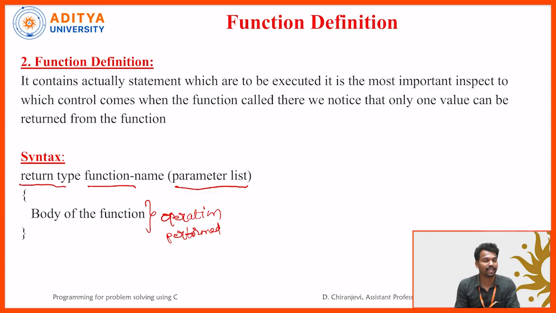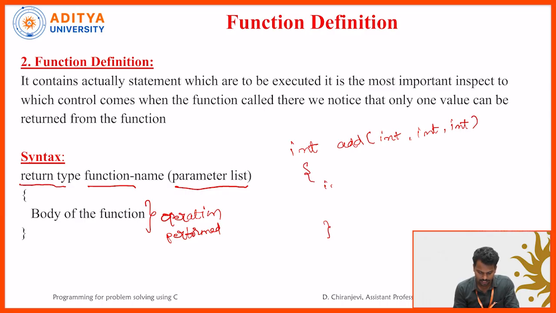Okay, let's understand with an example. So I am writing the return type as int. I have already written the function name as add in the declaration. So now here also I am writing add, then the parameter list, I am writing int comma int comma int. Okay, now in the body I will write int sum equal to a plus b plus c. Okay, so this is how you can do it.